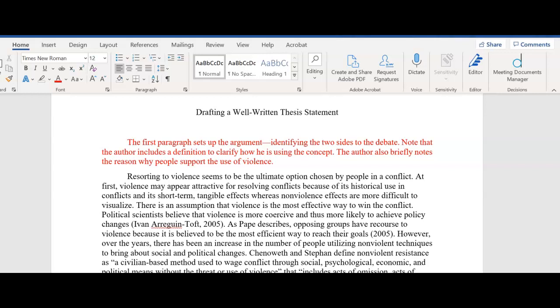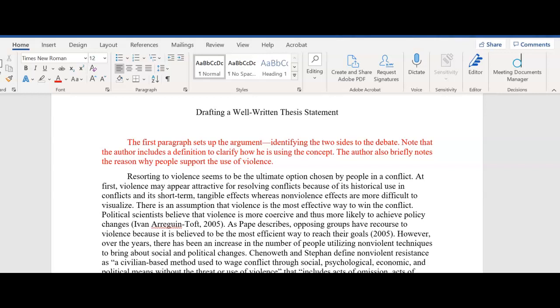Now, the author also briefly notes the reason why people support the use of violence. So we have: resorting to violence seems to be the ultimate option chosen by people in a conflict. At first, violence may appear attractive for resolving conflicts because of its historical use in conflicts and its short-term tangible effects, whereas nonviolent effects are more difficult to visualize. There is an assumption that violence is the most effective way to win the conflict. Political scientists believe that violence is more coercive and thus more likely to achieve policy changes.